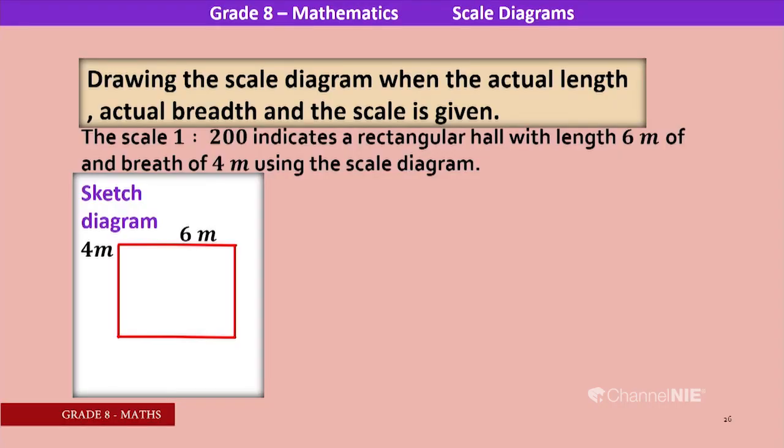Drawing the scale diagram when the actual length, actual breadth and scale is given. Actual length, actual breadth and the scale. Now we are going to draw scale diagrams using actual measurements. The scale 1:200 indicates a rectangular hole with length 6 meter and breadth 4 meter. Using the scale, we have to draw the scale diagram, right?